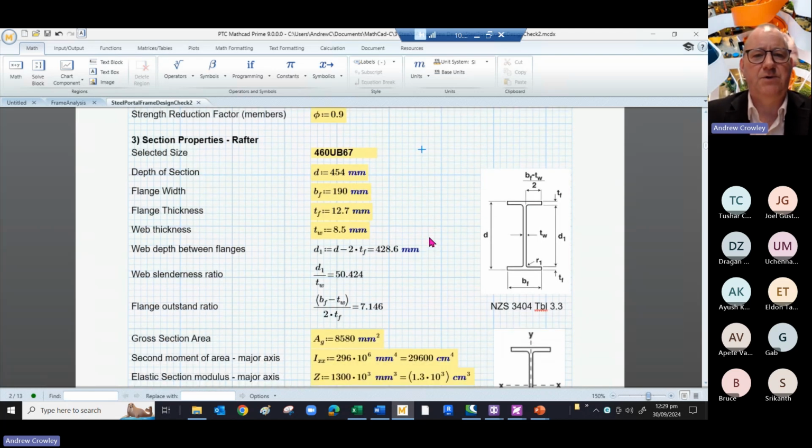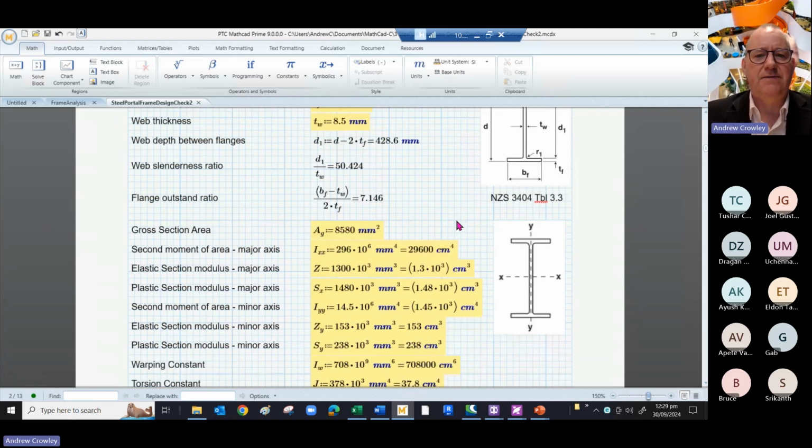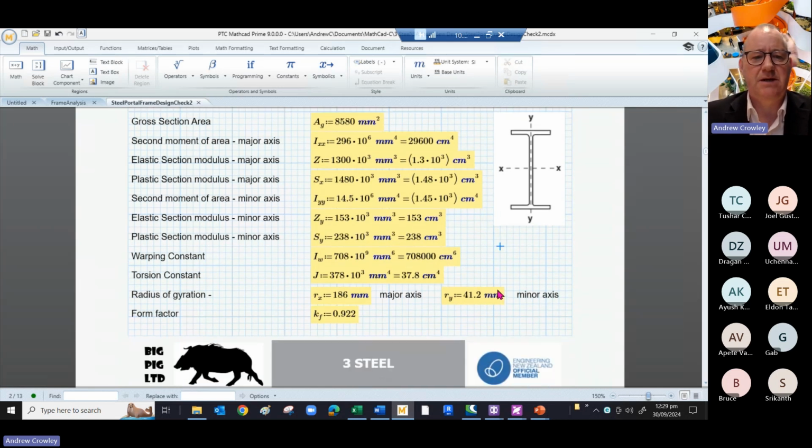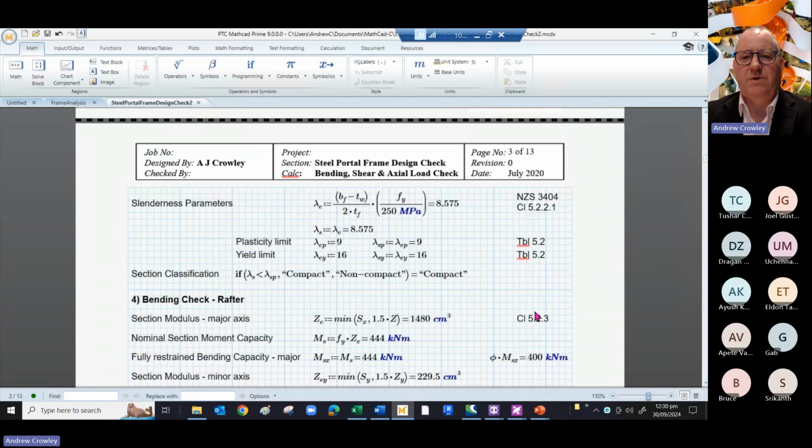So we pull out the section properties from the rafter, and Steel and Tube provide full data tables for this. You can just copy them over. Similarly for all the I values and Z values and S values. So the elastic section modulus and the plastic section modulus, and in particular the radius of gyration about the major and minor axes. The Steel and Tube catalogue also tells you what the form factor is, so you don't actually have to work it out. So moving down, we pull out our slenderness parameters.